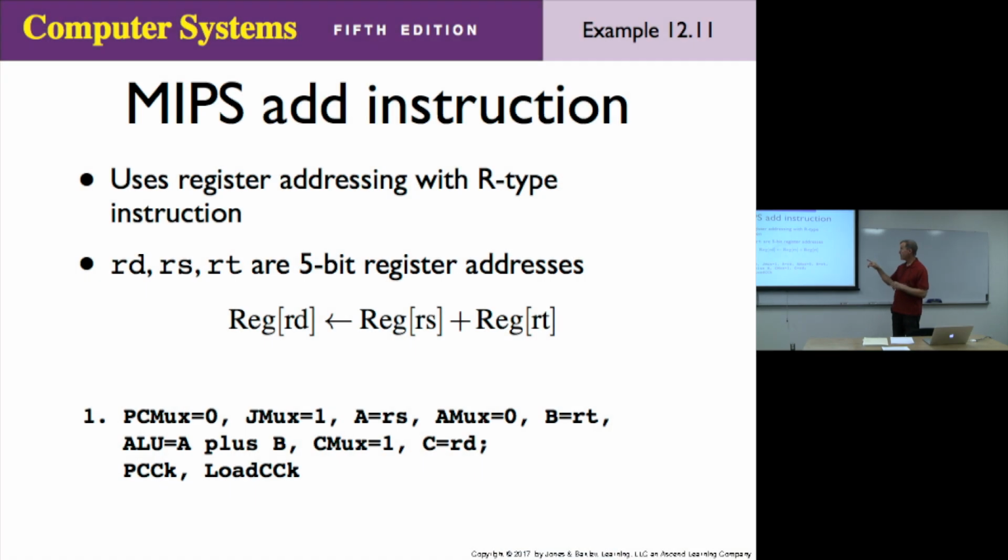So here's an example of a MIPS add instruction. It uses register addressing with R-type instructions, and there are three 5-bit fields: RD for destination, and RS and RT for the sources. The way it works is register RD gets the content of register RS plus the content of register RT. And this is a very simple one, because in order for the data flow to work for this, what do we put on the A bus and the B bus and the C bus?